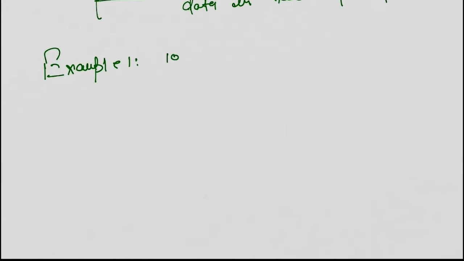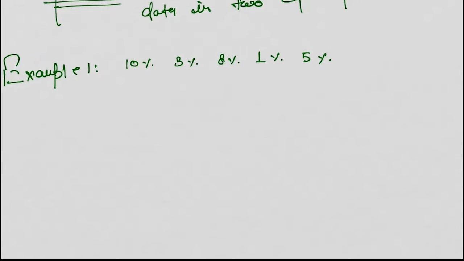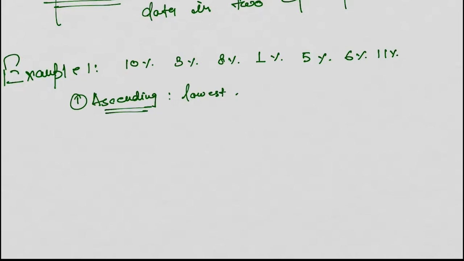So the data are 10%, 3%, 8%, 1%, 5%, 6% and 11%. The first thing you do is arrange the data in ascending order, lowest to highest. So 1%, 3%, 5%, 6%, then 10%, and 11%. Okay.